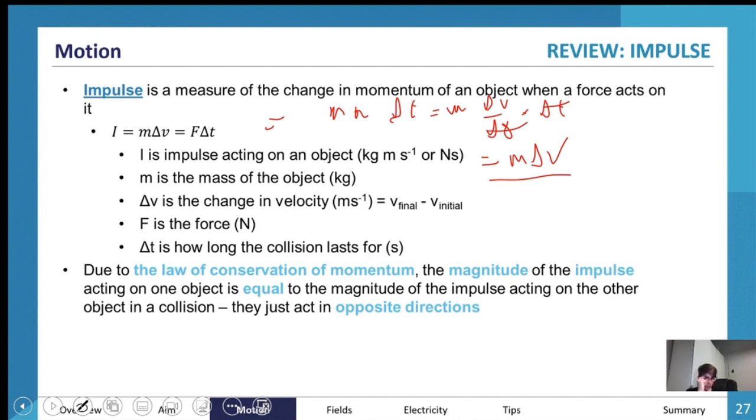So the change in momentum can be different from zero, but initial momentum and final momentum have to be equal. The initial momentum and final momentum of the system has to be the same. So the difference between the initial momentum and final momentum of the system is equal to zero, but of each individual object is not necessarily equal to zero. And that right there is the key, right?